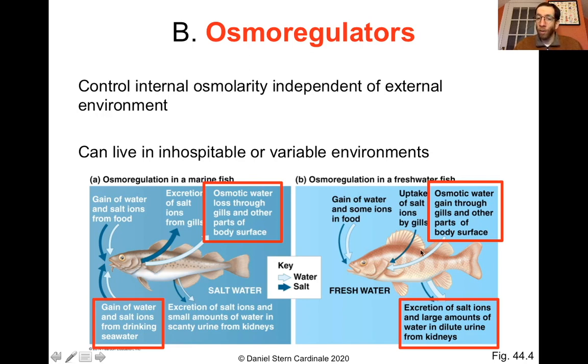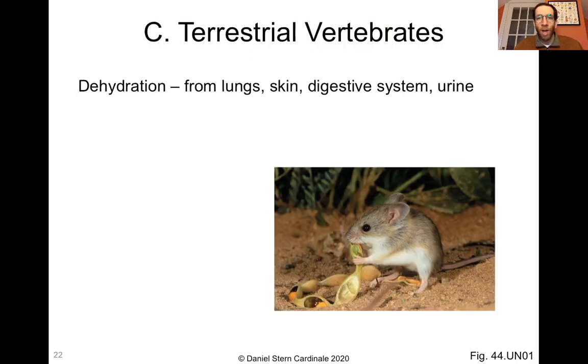If you're in a freshwater environment, you gain your water osmotically and you're constantly excreting excess water because you always have more than you need coming into your body. Of course, there's one more place you can live that has a different set of problems. Terrestrial vertebrates have to constantly deal with the specter of dehydration.